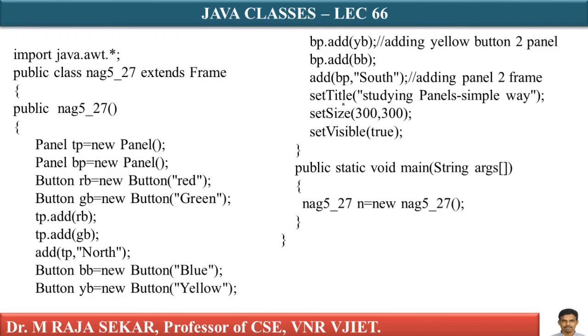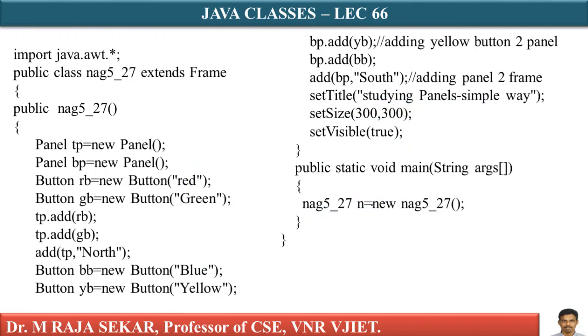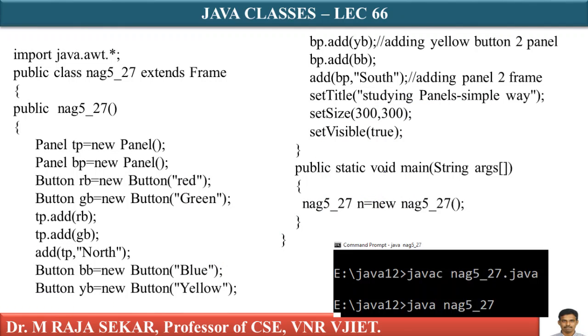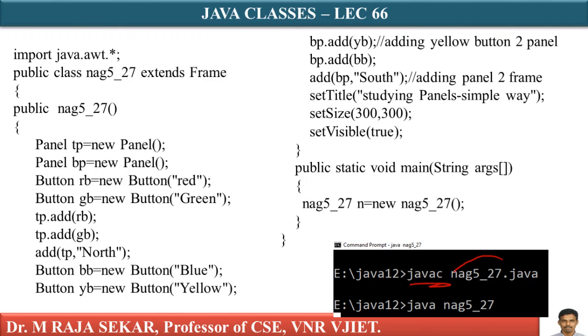Anyway, set title, I am setting the title, studying panels, simple way. Set size 300 by 300, the frame size is 300 by 300, that's what it says. Set visible true means that the output will appear. Just see, how can I run this particular program? JAVAC, the Java compiler, nog5_27.java. How can I run it? JAVA space nog5_27. What output will I get?